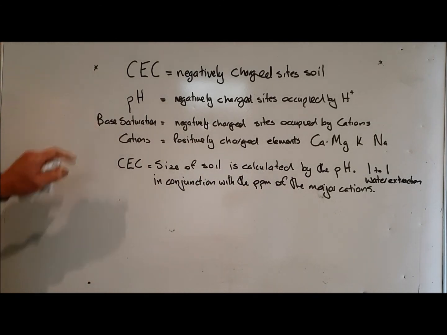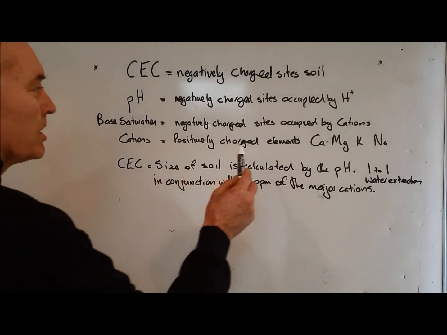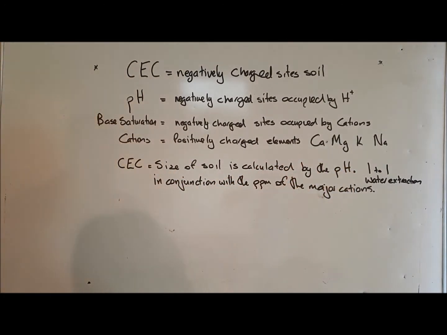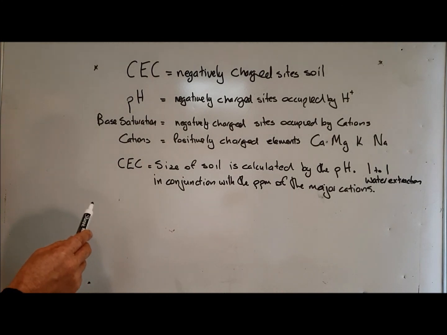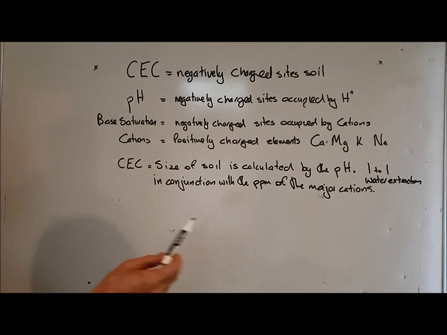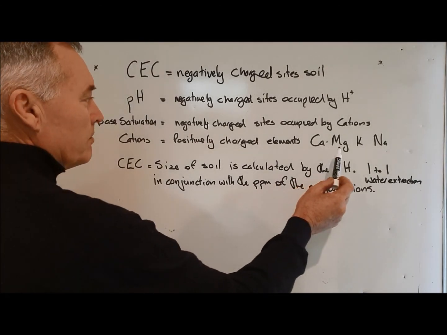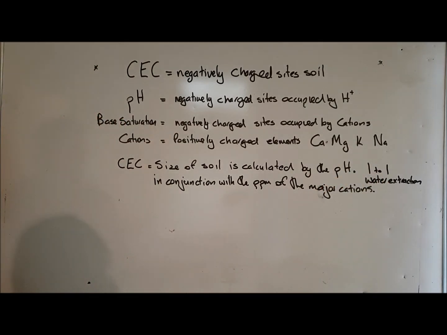So the base saturation, which we'll move on to next, is really the negatively charged sites which are occupied by cations. And those cations, the major cations in the soil, are positively charged elements that fulfill those negatively charged sites. In agriculture, we're looking at calcium, magnesium, potassium, and sodium in descending order.